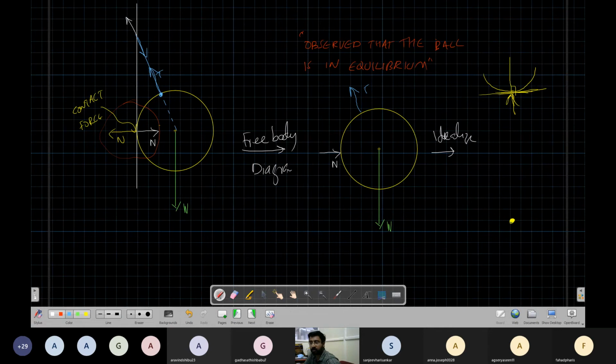Now all the forces I told you are concurrent. I can take the forces and draw them like here. So this is the first force, T. This is the weight. And this is the normal force. So the normal force I can put like this.